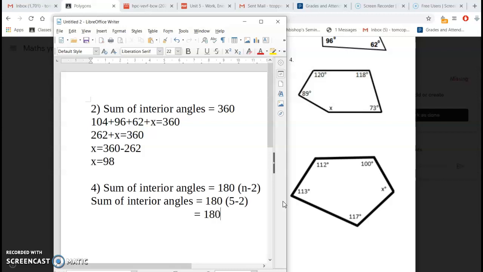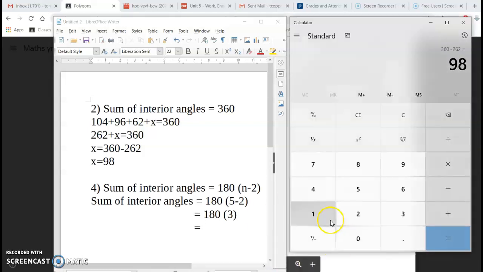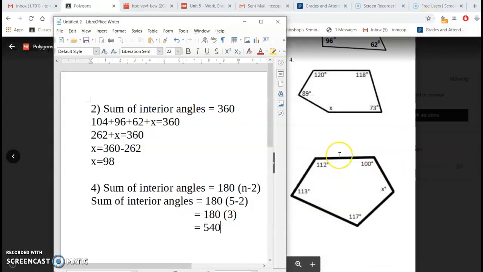8, 0. 5 minus 2 is 3. So, equals 180 times 3. Let's just check. 180 times 3 is equal to 540. So we know that the sum of the interior angles, the sum.